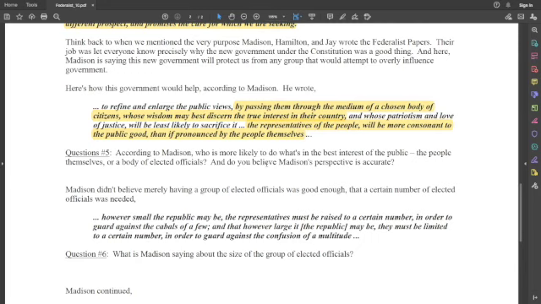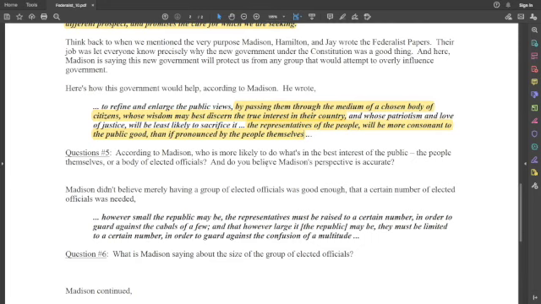Why? In theory, who should these members of Congress be? Qualified, intelligent people who've earned the respect of their communities, in theory. Okay? And that a small body of people less likely to be inflamed by mob mentality. All right? Now it gets better here.